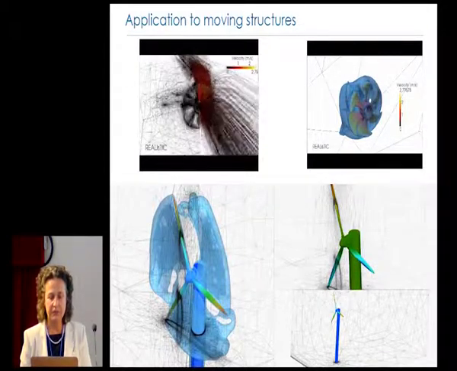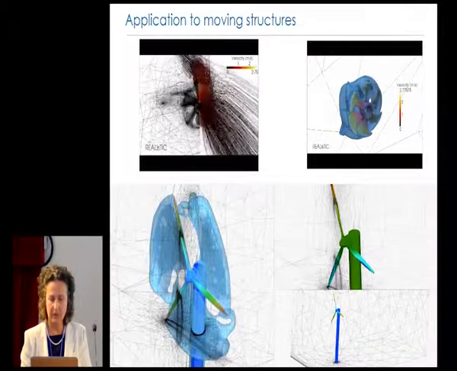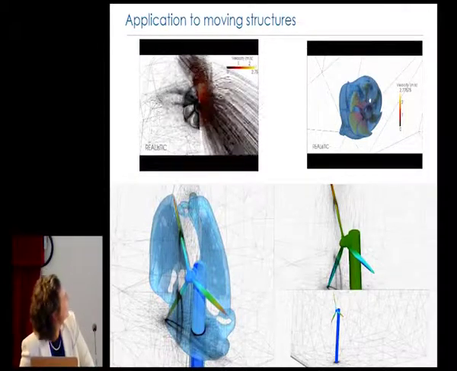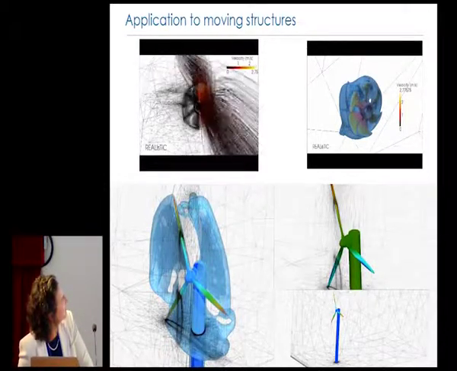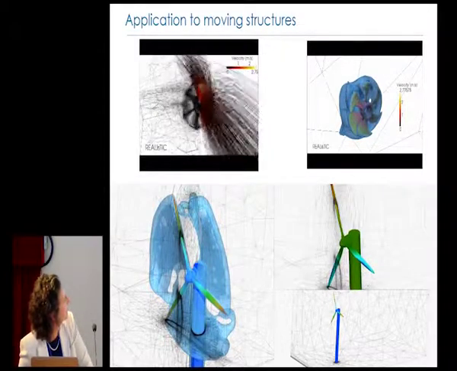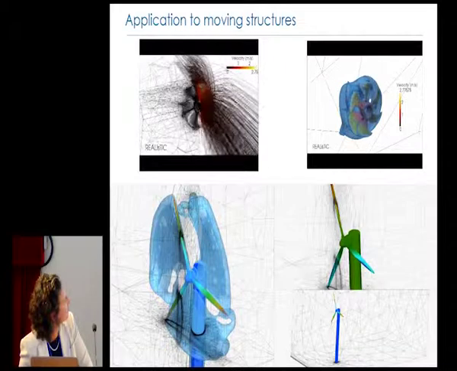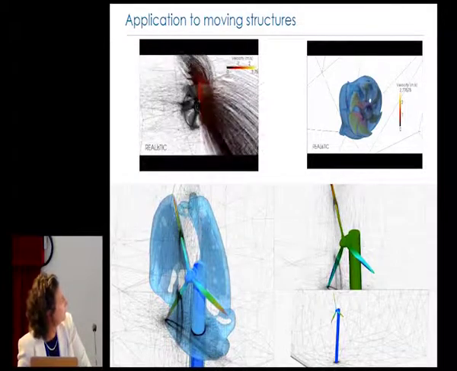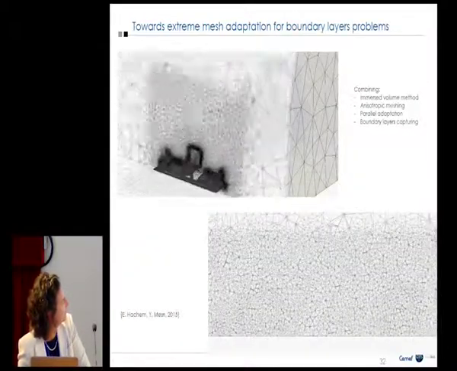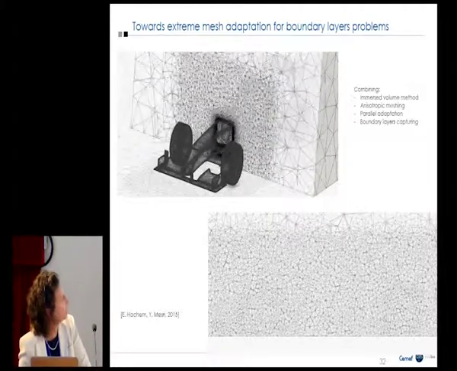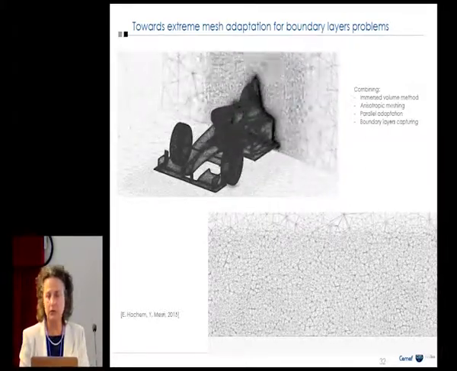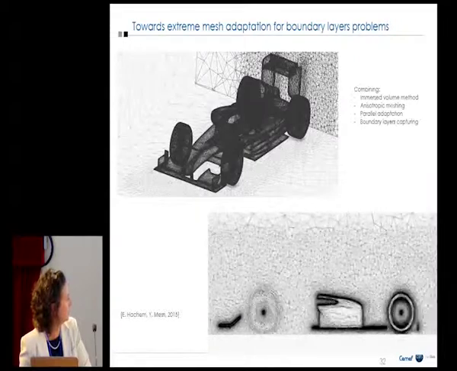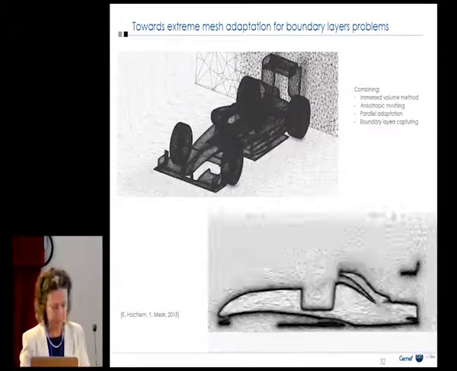And just to finish, because I promised my colleagues to show this. So here is the use of this one to have a very fine description of the boundary of complicated bodies. So we use the Immersed Volume Method, anisotropic meshing, but it also needs a high-performance computer and parallel adaptation. And here is also the same, but at another boundary.